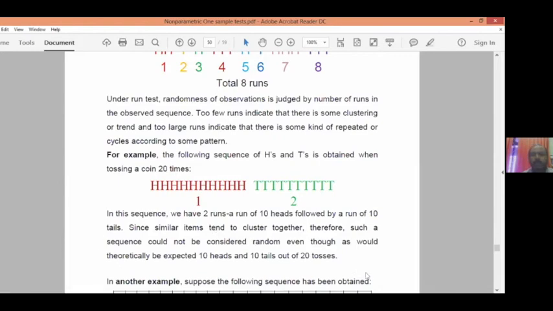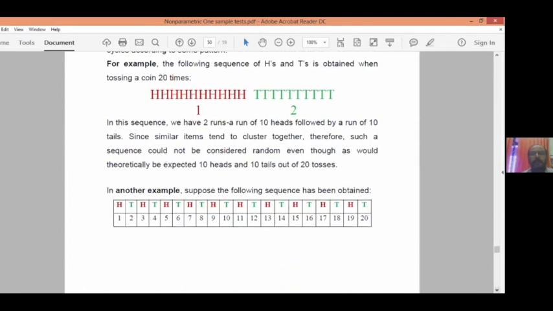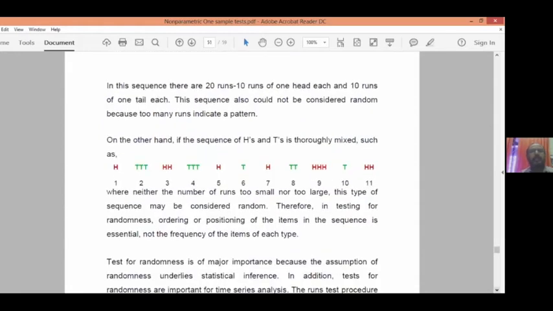In another example, suppose the following sequence of heads and tails has been obtained, alternating from 1 to 20. In this sequence there are 20 runs: 10 runs of one head each and 10 runs of one tail each. This sequence could not be considered random because too many runs indicate a pattern.